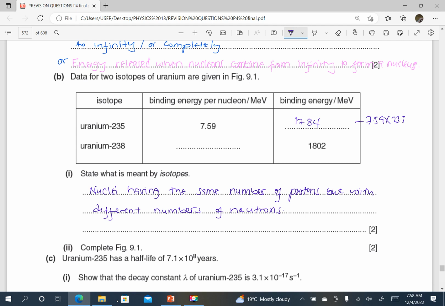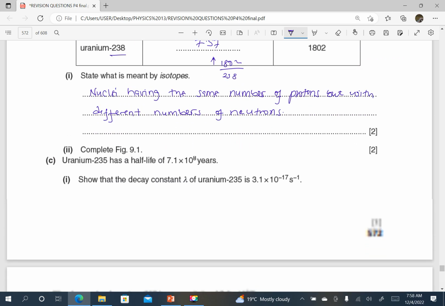Then for this one, we are going to divide by the nucleon number. So that will be 1802 divided by the nucleon number, which is 238. 1802 divided by 238. Since this is 3 significant figures, this will be 7.57. Okay.